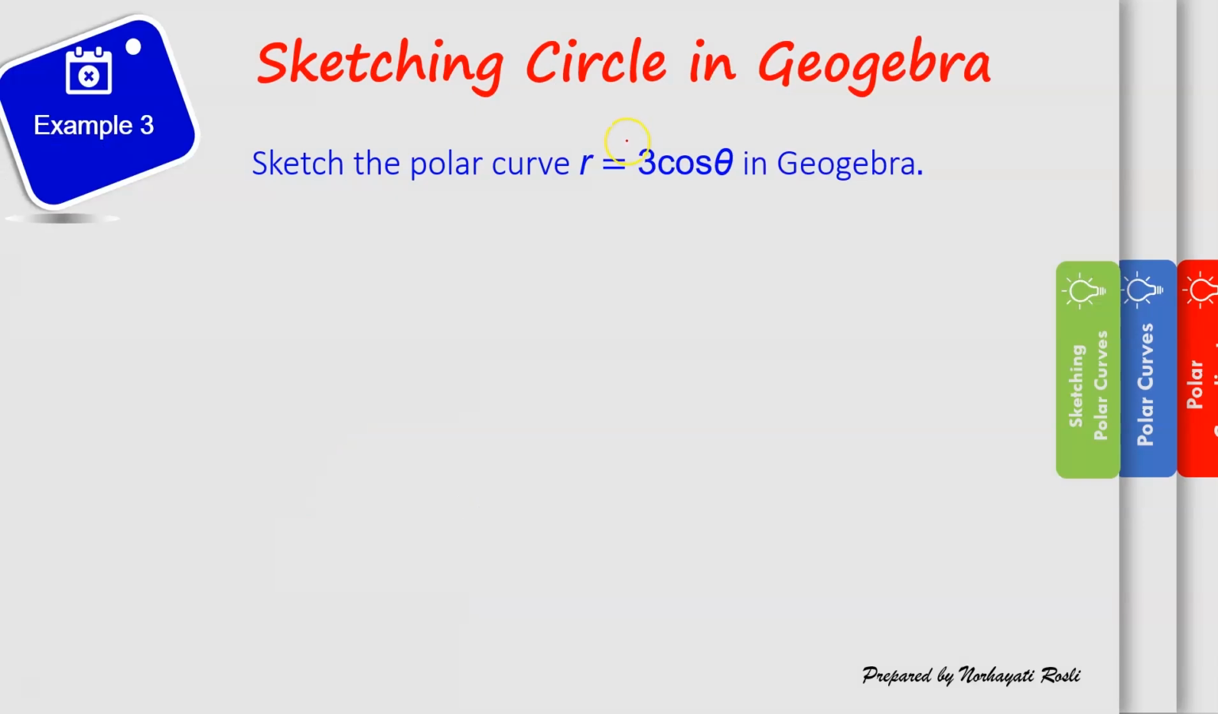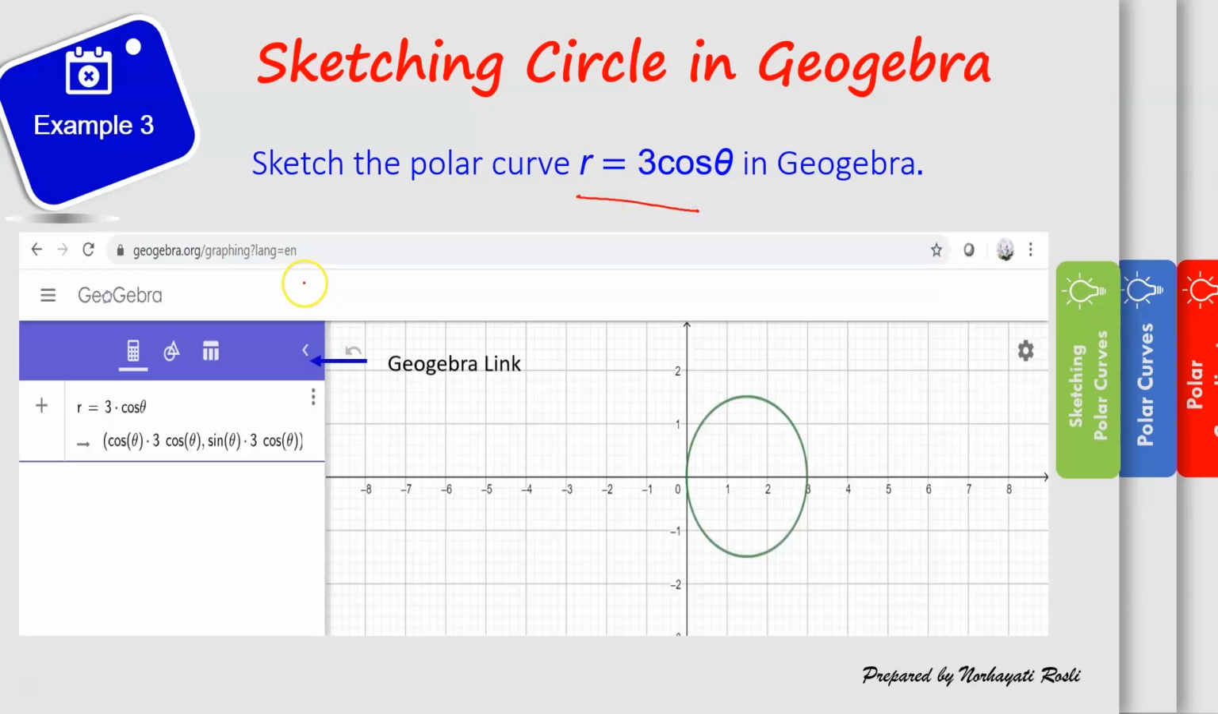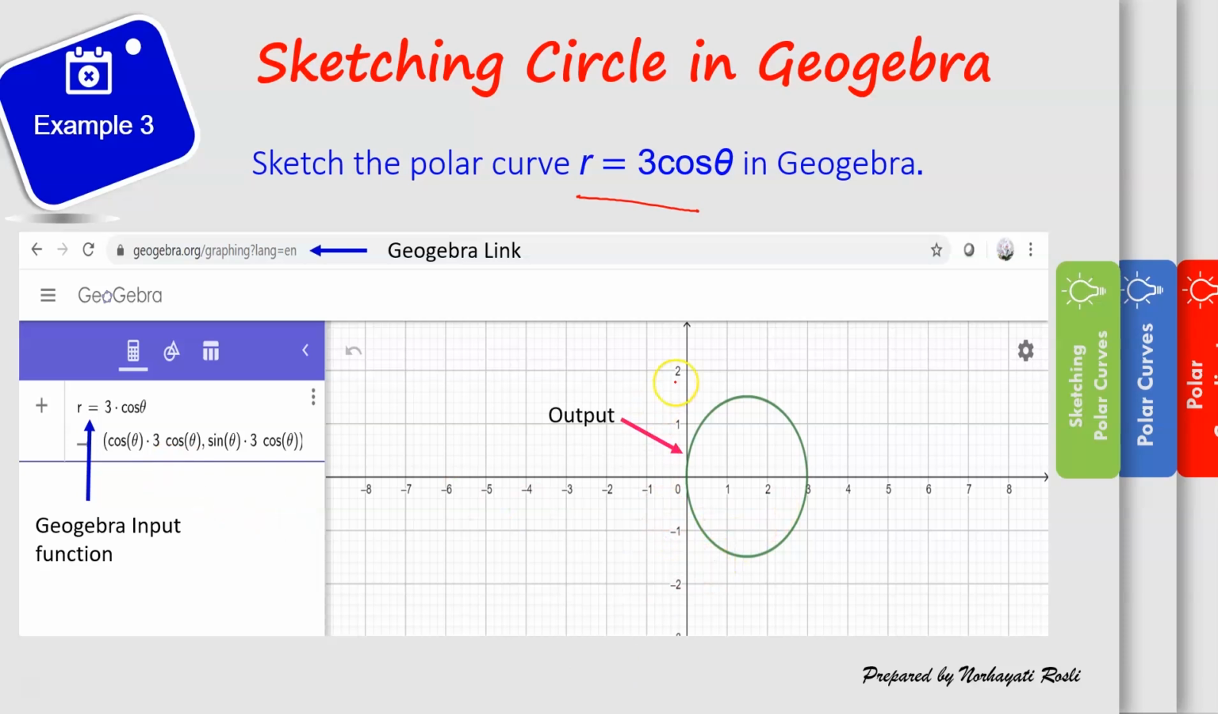The last question asks us to sketch the polar curve r equal to 3 cos theta in GeoGebra. So how to do this? This is the GeoGebra link, and then you need to input your function here, which is r equal to 3 cos theta, and then the output function will automatically appear here. If we see here now, we have a diameter of 3, consistent with this, and then the radius here is 1.5. Now it comes to the end of sketching circles in polar coordinates.